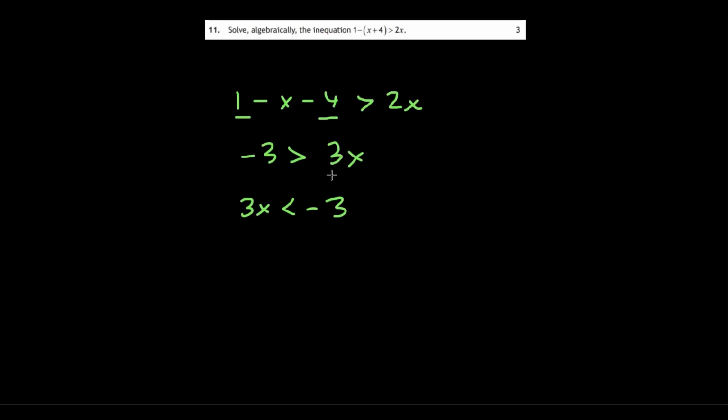Solve algebraically the inequation 1 minus x plus 4 is more than 2x. So that just becomes 1 minus x minus 4 is more than 2x. And then we move the x to the other side and we collect the like terms. So minus 3 is more than 3x. And that means 3x is less than minus 3. So we've just changed the order that we write the inequality in. And that becomes x is less than minus 3 over 3, which is minus 1.